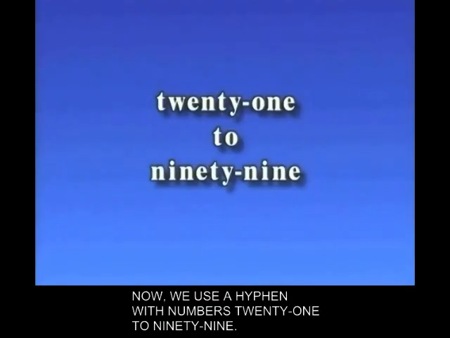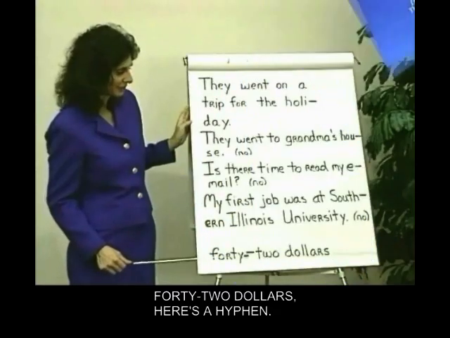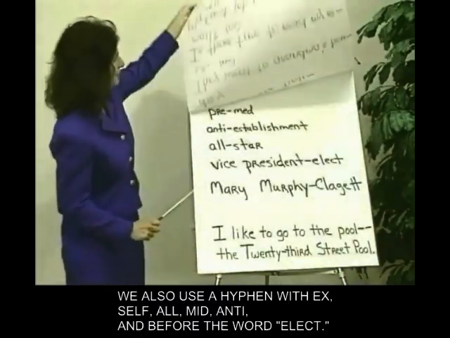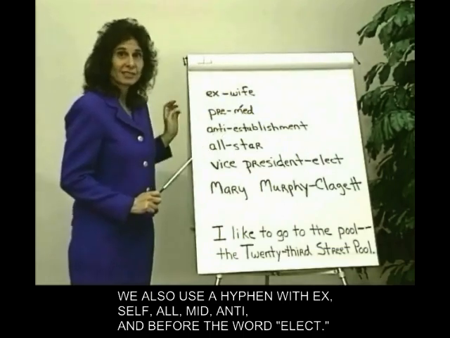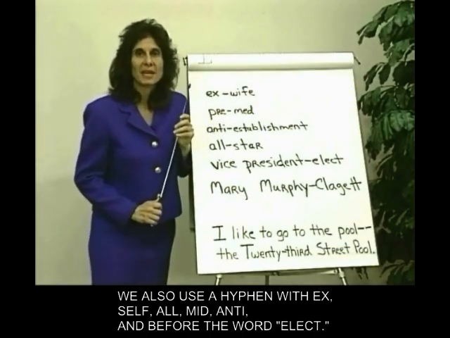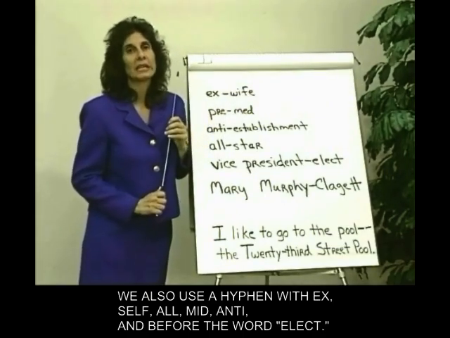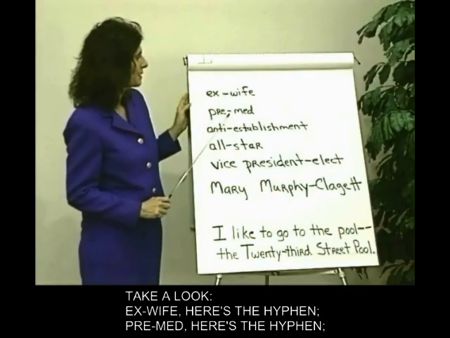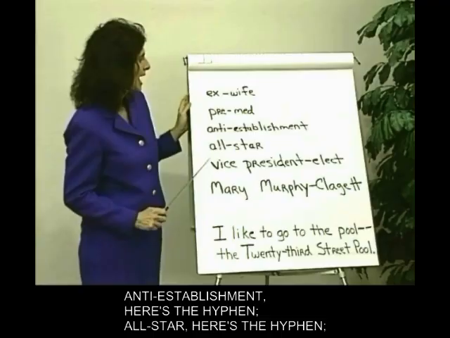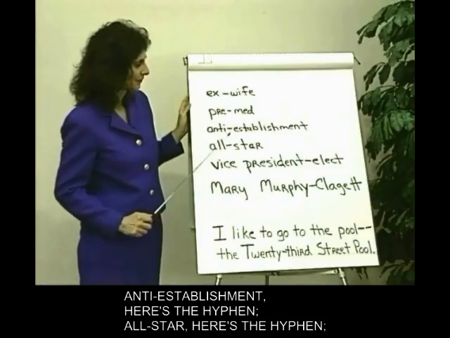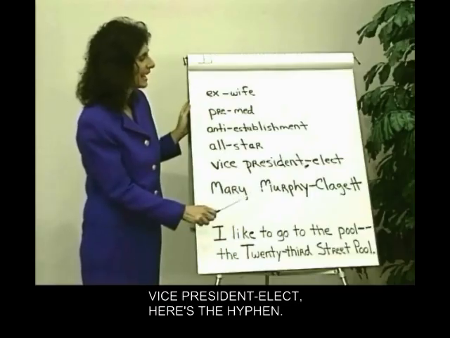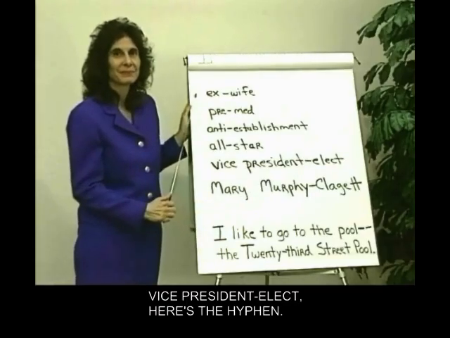Now, we use a hyphen with numbers 21 to 99. $42. Here's a hyphen. We also use a hyphen with ex, self, all, mid, anti, and before the word elect. Take a look. Ex-wife. Here's the hyphen. Pre-med, here's the hyphen. Anti-establishment, here's the hyphen. All-star, here's the hyphen. Vice President-elect, here's the hyphen.